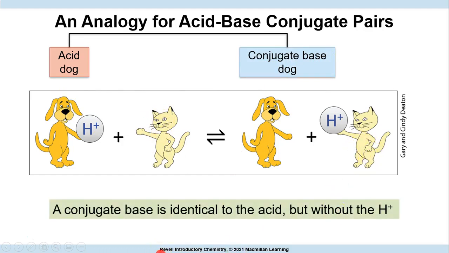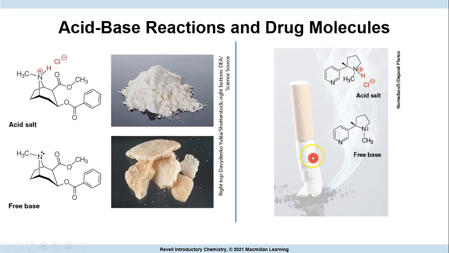Now, a conjugate base is identical to the acid, but without the hydrogen. Look at the dog here. You see the conjugate base here is identical to the acid, but the conjugate base does not have the hydrogen, the proton. So that is the difference between the conjugate base and the acid. Just the presence or the absence of that hydrogen ion.